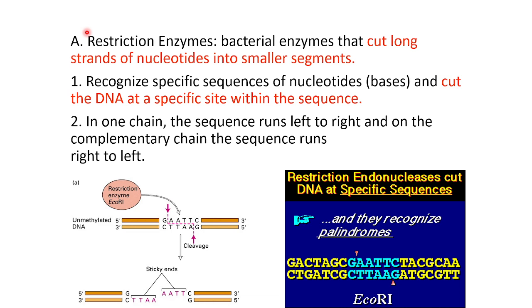Now, in one chain, the sequence runs from left to right, that is 5 prime to 3 prime, and in the other complementary sequence, it runs from 3 prime to 5 prime. But because it's palindromic in nature, from whichever side you read, like GAATTC, when reading from 5 prime to 3 prime, it is also GAATTC.